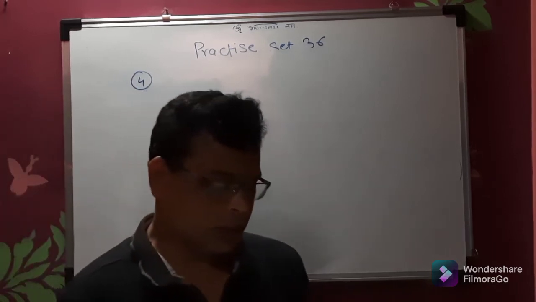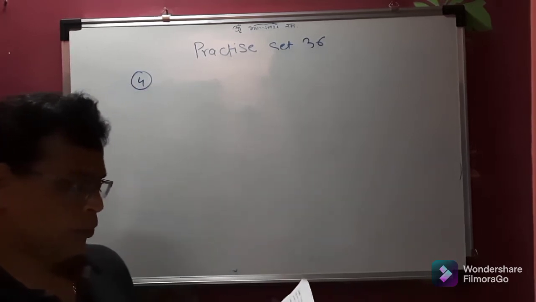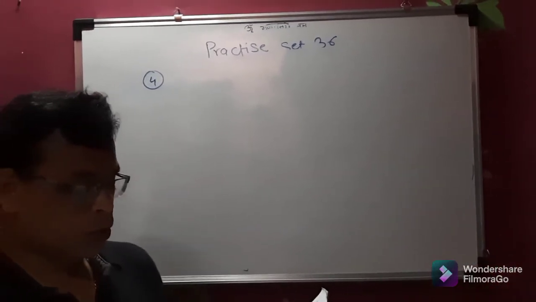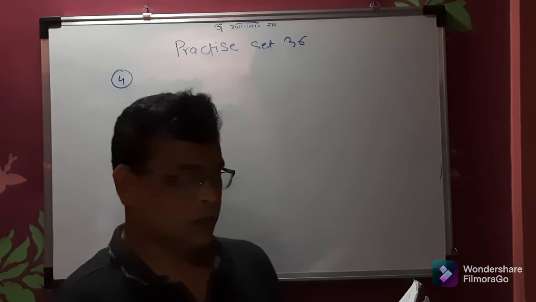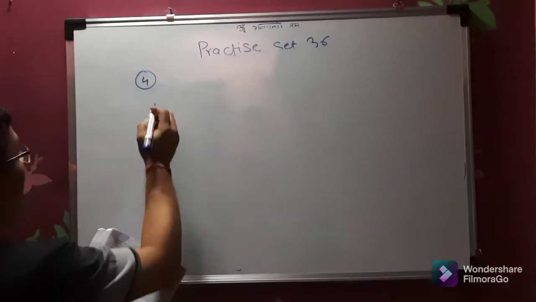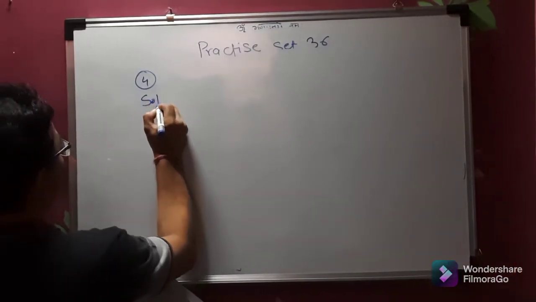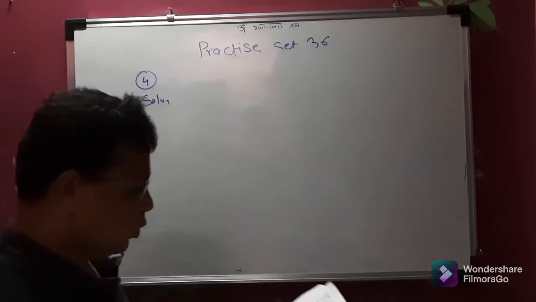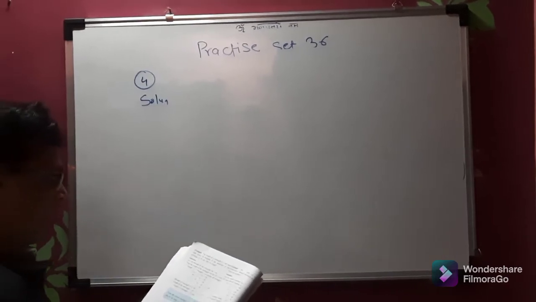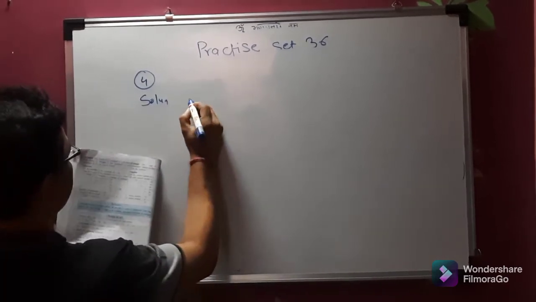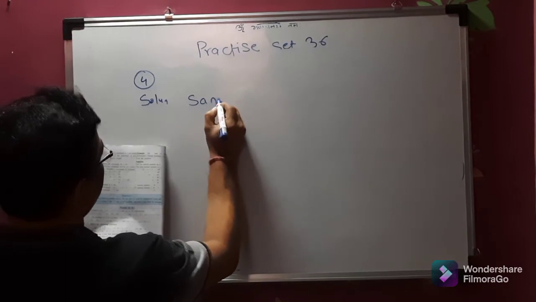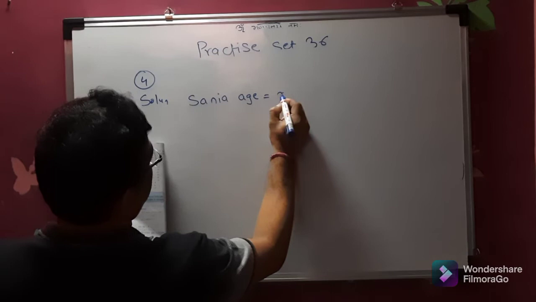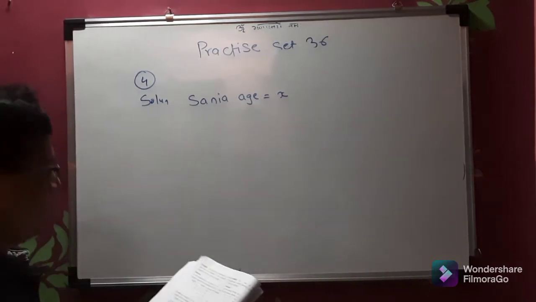Rakesh's age is less than Sania's age by 5 years. We don't know Rakesh's age, and we don't know Sania's age. But we know that Rakesh's age is less than Sania's age, so we have to assume Sania's age. I will directly solve the problem. We will consider Sania's age as x. Sania's age is equal to x.